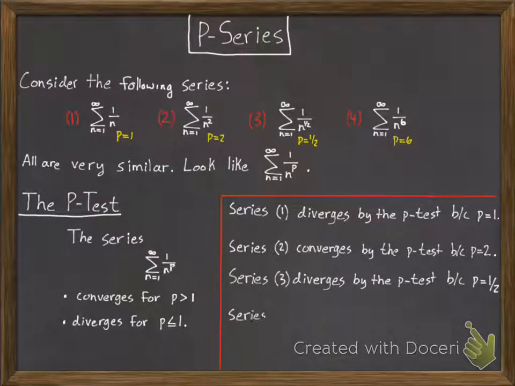Lastly, my fourth series here. Series number 4 is going to converge by the p-test because my power, p, is equal to 6. The series converges when p is greater than 1. 6 is definitely greater than 1, so series number 4 is going to converge by the p-test.